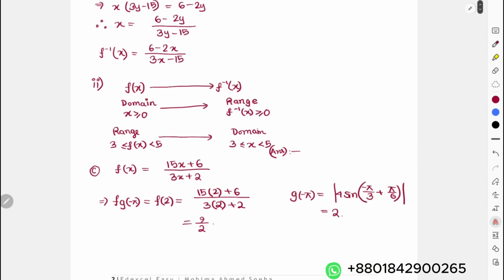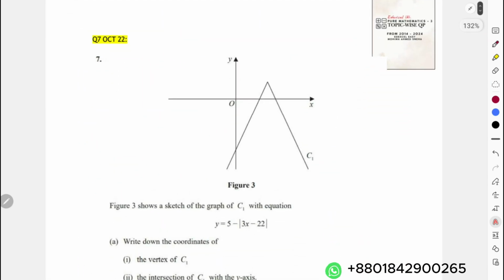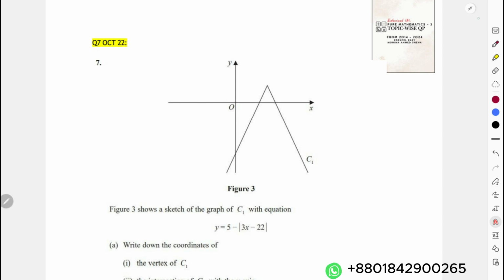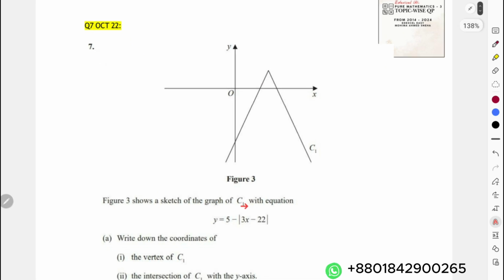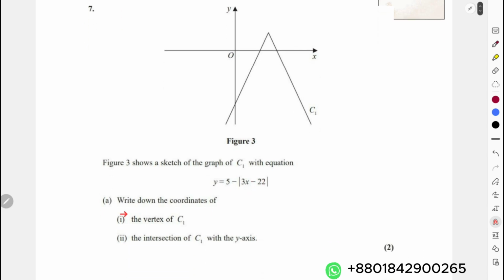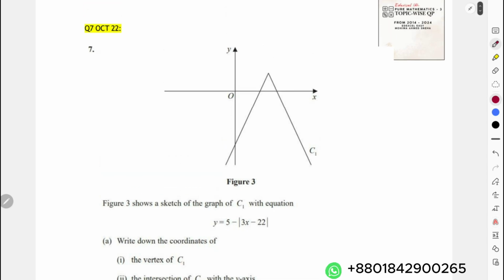Then if we move on to your next maths, this is for October 22 again, question 7. For this one, it says that Figure 3 shows a sketch of graph C1 with this equation. This is a modulus function again, or absolute value function again. Write down the coordinates of the vertex of C1 and the intersection of C1 with the y-axis. That means we are trying to find this coordinate and this coordinate, right?